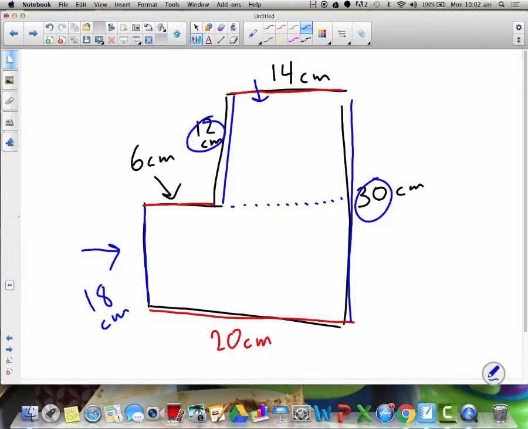Yeah, it's 12 here, which is this measurement, times 14, which is this measurement here. So 12 times 14. Anyone know what that actually equals? Alexandra? I'll just double check. 12 times 14. 168. Good. We'll just remember it's centimetres.